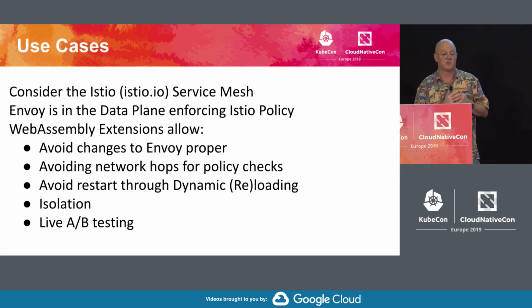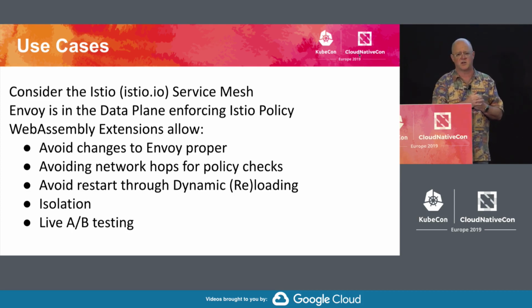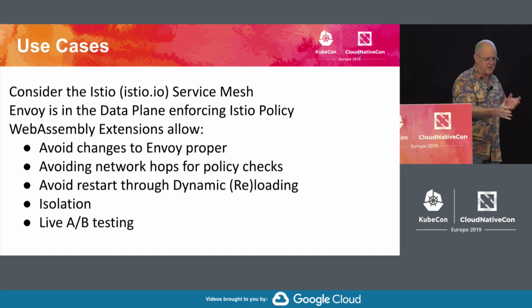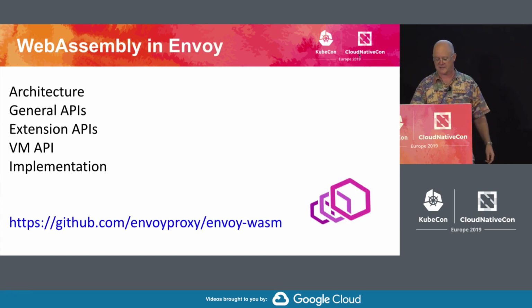You can also avoid restarting during dynamic reloads. You get some isolation, which is nice. So if your extension crashes, it won't necessarily take down all of Envoy. And if you've got certain extensions that are pinned to certain flows, then they'll only take down those. And also you can do A/B testing.